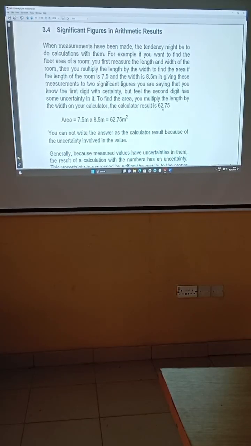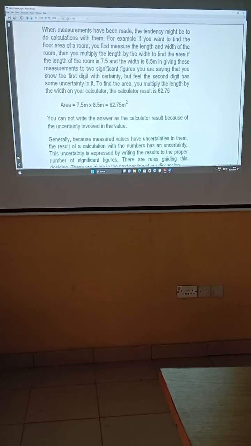The calculator result is 62.75. Therefore, area equals 7.5 times 8.5, and we're going to get 62.75 meter square. Meter square is the unit for area. Right? Then you cannot write the answer as calculator result because of the uncertainty involved in the value.